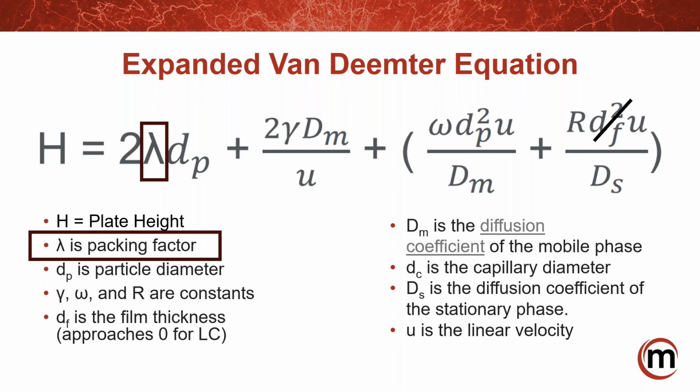What you have there is 2 lambda dp. And so dp is the particle size diameter. And then you have lambda, which is this packing factor. And that's what is really being compressed when you talk about monodisperse material. You're really minimizing that packing factor so that you can minimize the height equivalent to a theoretical plate, which means I can fit more of those plates into a column.